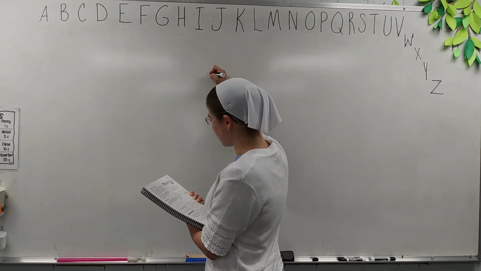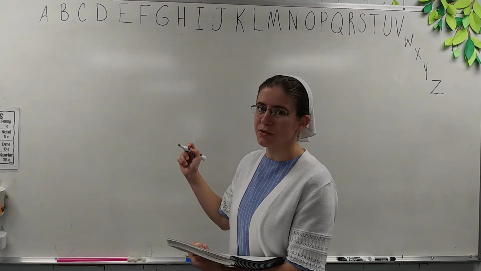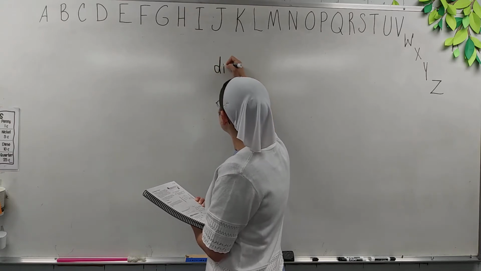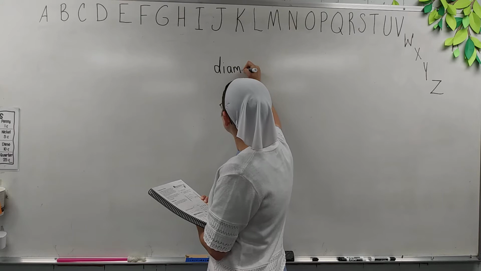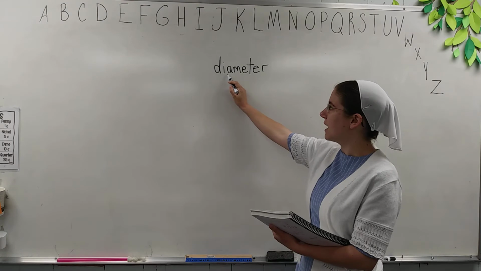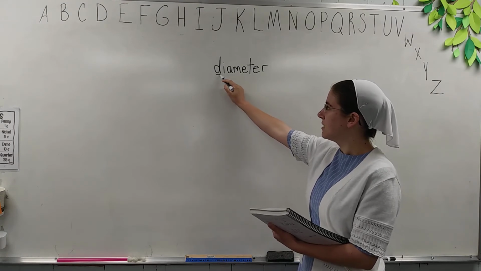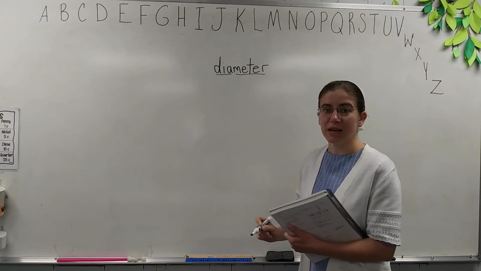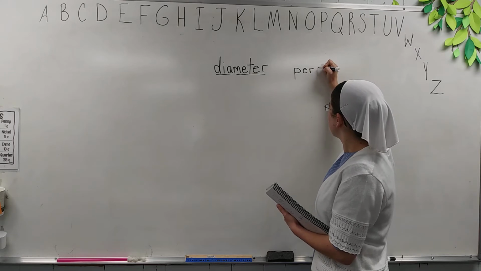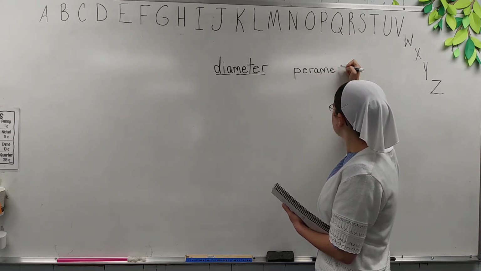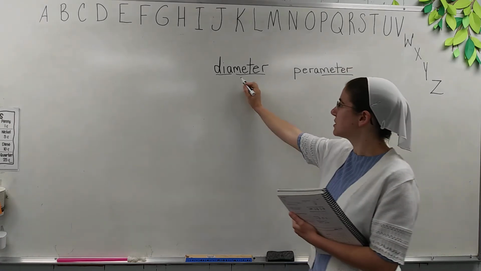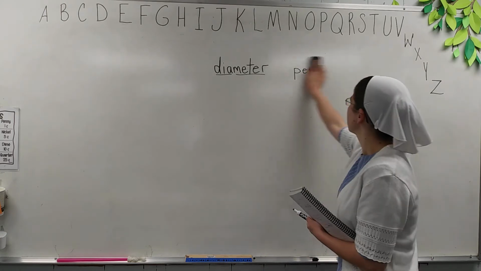Let me write that up here on the board. And if you're on page 12, you can see that in your book. So here is the word. It starts with D. Diameter. Okay, so see how the first part is D-I-A, and the last part is meter, diameter. Just like parameter. See how the last part of parameter ends with meter also? So diameter ends with meter as well.